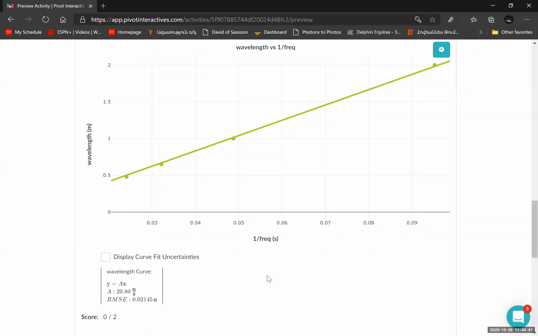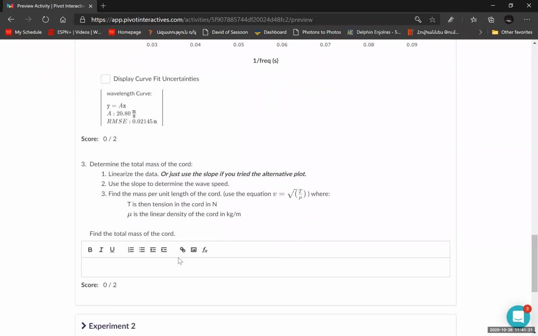Now, what's the point of this graph? Well, the point is to get velocity. What is the velocity? Who can read the velocity value for me? 20.8 meters per second. Exactly. That's the slope of this line, right? 20.8 meters per second. Now that you have the velocity and you have the hanging weight, then just go ahead and calculate the linear density. And if you have then linear density and the entire length of the string, then you can go ahead and calculate the mass of the string. And that's what you do for the next few parts.